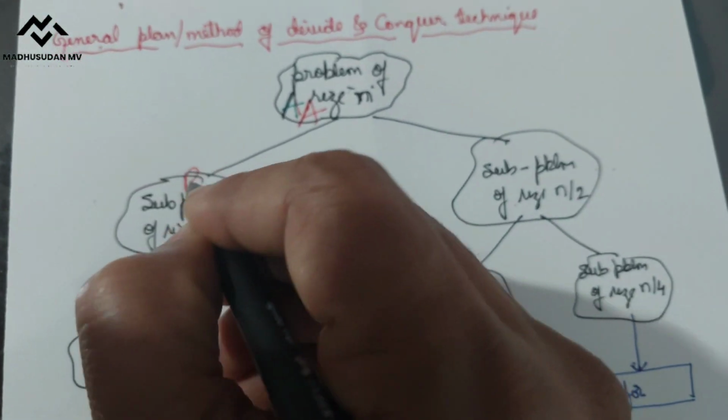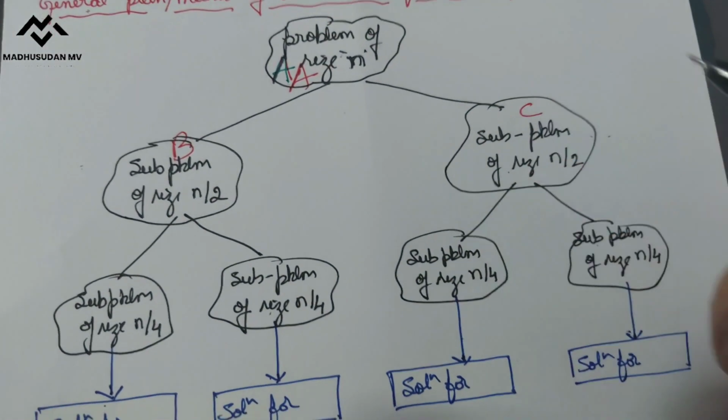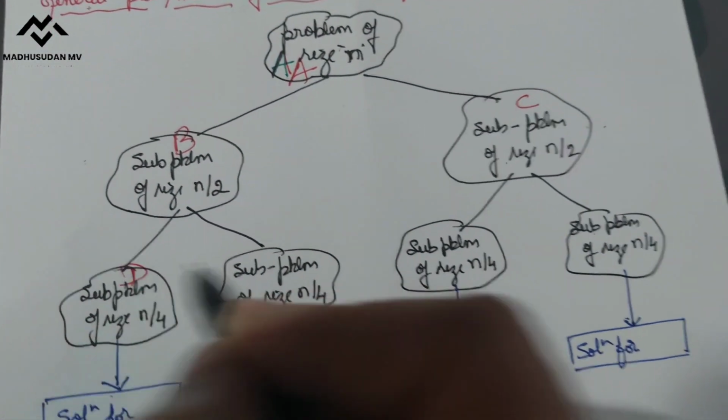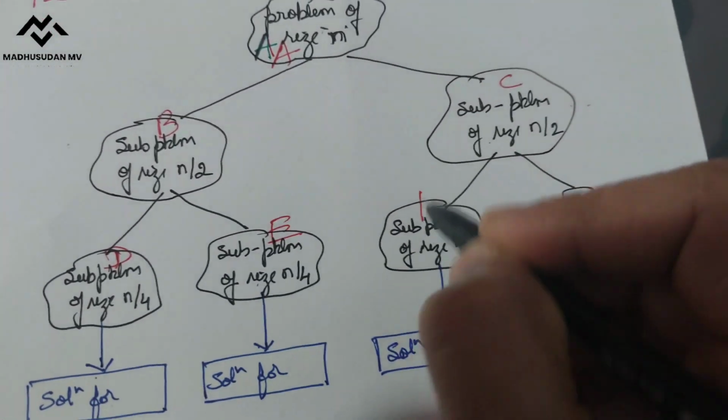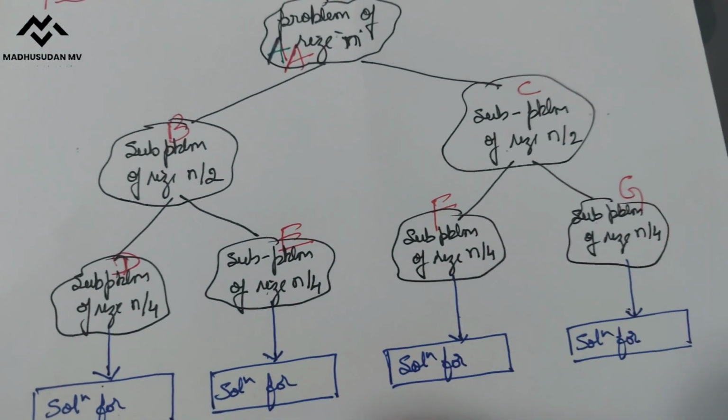I will name this as B. I will name this as C. I name this as D. This as E. This as F. This as G. You can name whatever.